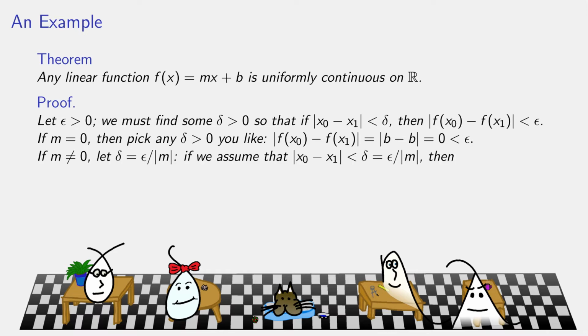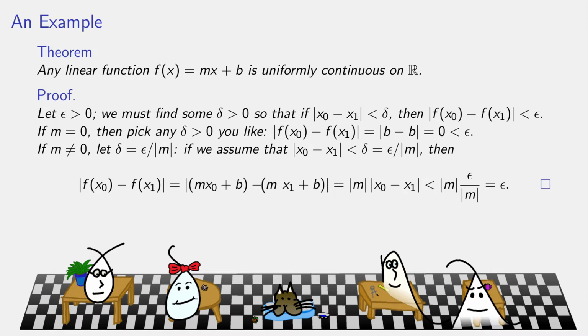But let's suppose m is not 0. Epsilon was already given to us. I'm going to pick delta to be epsilon over the absolute value of m. Then if I take any 2 x's I want so that the distance between them is less than delta, let's take a look at the distance between f of x naught and f of x1. F of x naught is mx naught plus b. F of x1 is mx1 plus b. Okay, the b's cancel out. I can factor the m out, leaving behind absolute value of m times the distance between x naught and x1.